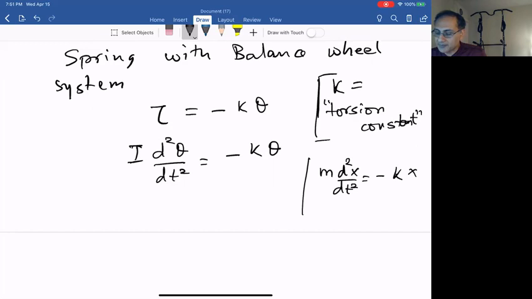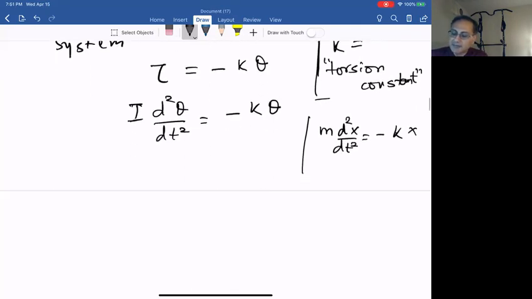So instead of an x, you've got a theta. Instead of an m, you've got an I, and you have a k. So you can see that they're exactly the same mathematical equation, right? So you can apply exactly the same mathematical analysis. Just remember that our variable is theta instead of x now. So you get d2 theta dt square is equal to minus k divided by I theta. What did we do with the constant? We replaced it by omega square, right?